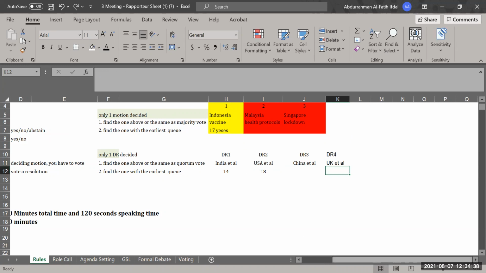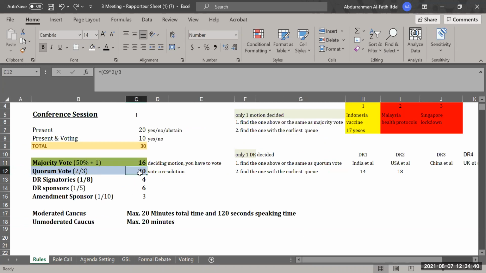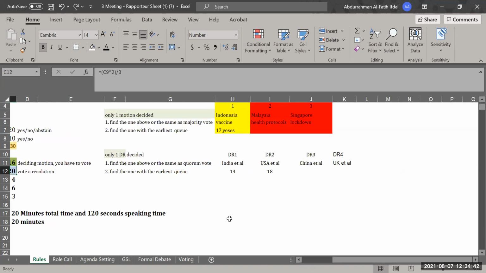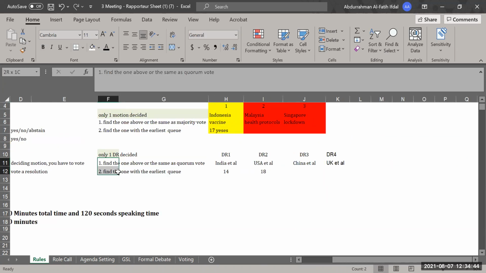So the minimum majority quorum vote is 20, right? These are the 2 rules. Now we have to decide. There are 4 DRs. Which DR is going to be decided as the final draft resolution, and which one will be decided as the binding resolution for all the member states.